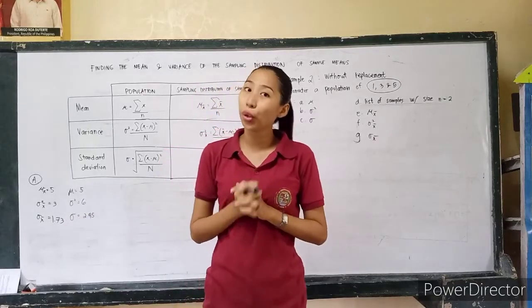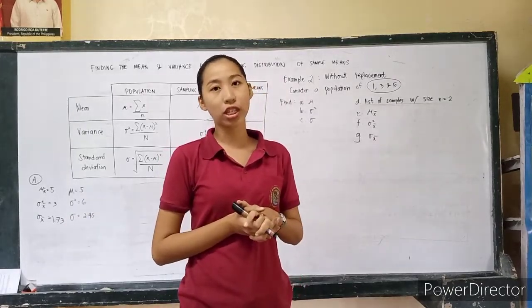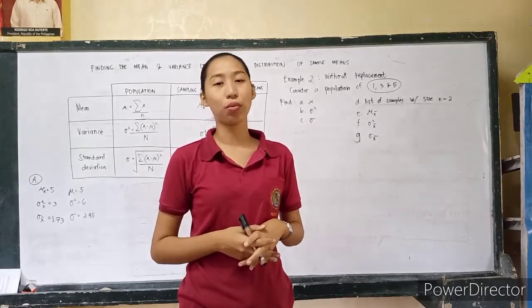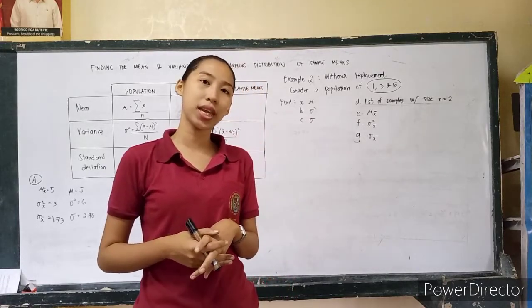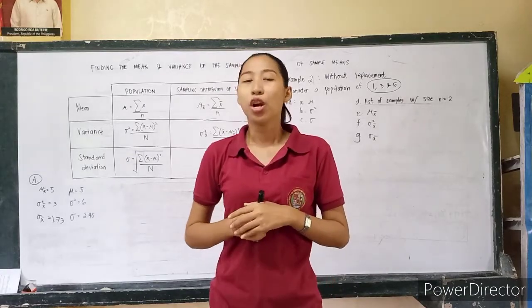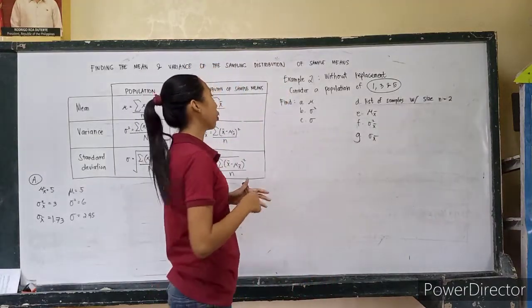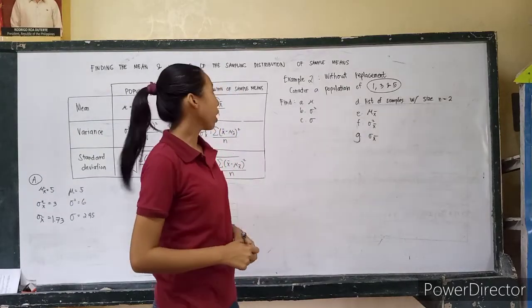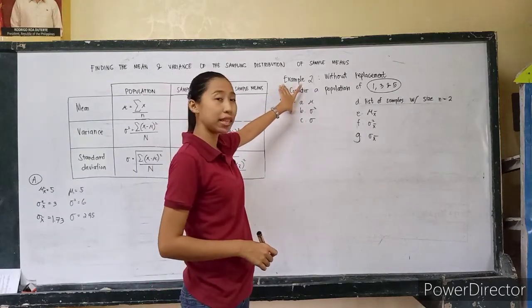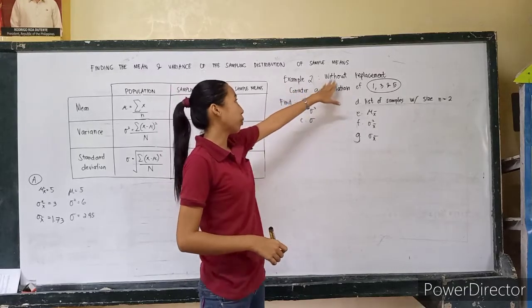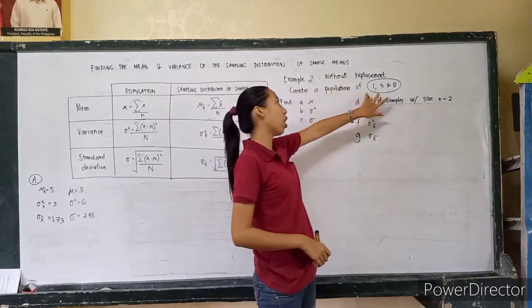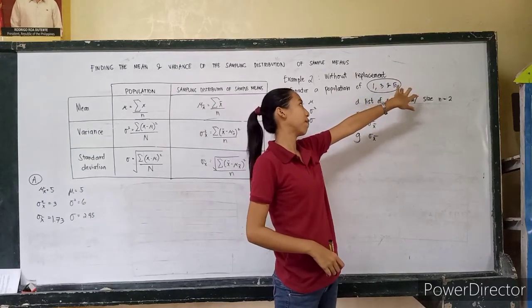We are now on our second part, which is all about without replacement. An example. So we are going to see what is the difference between with replacement and without replacement. We are going to start first with letters A, B, and C with the following example. So this is about without replacement, and we are going to consider a population of 1, 3, and 5.